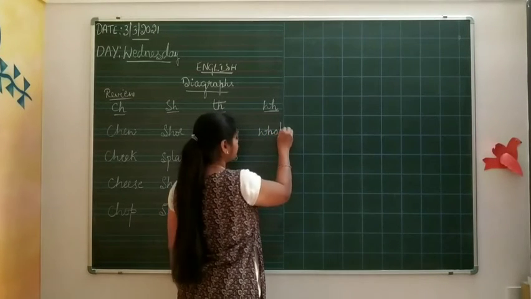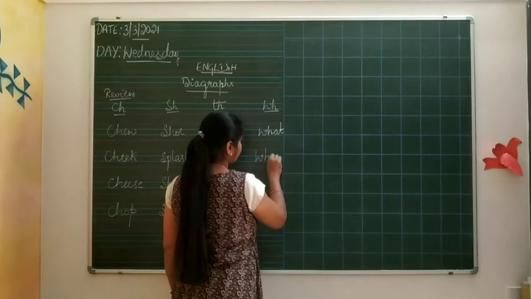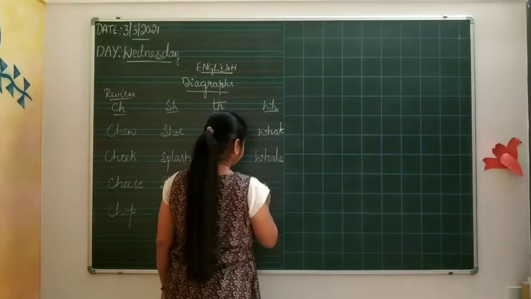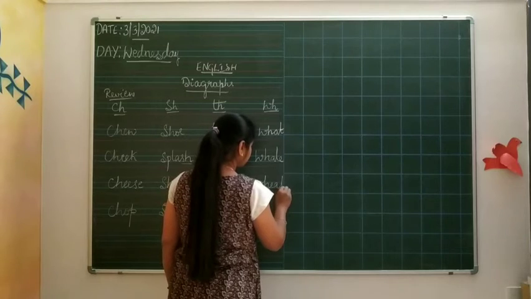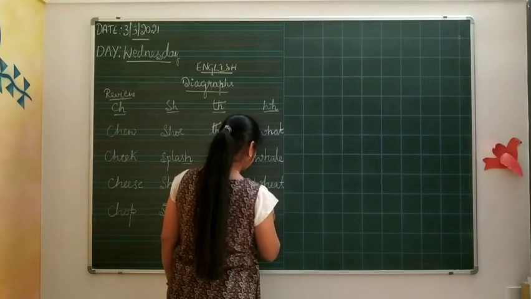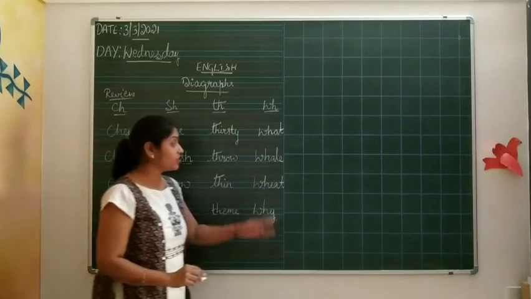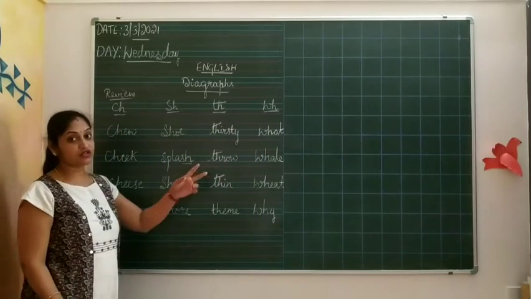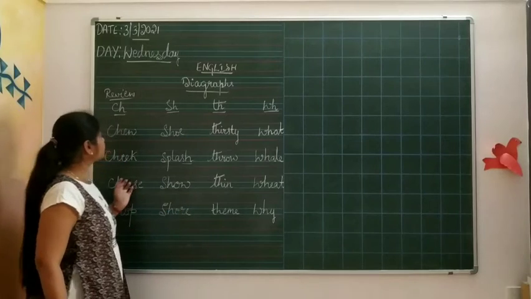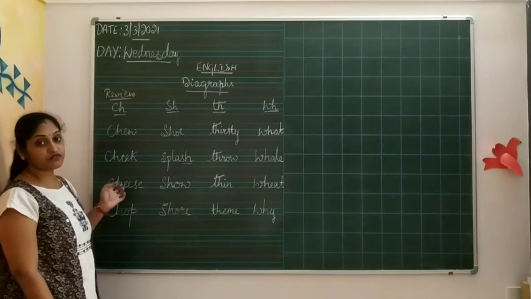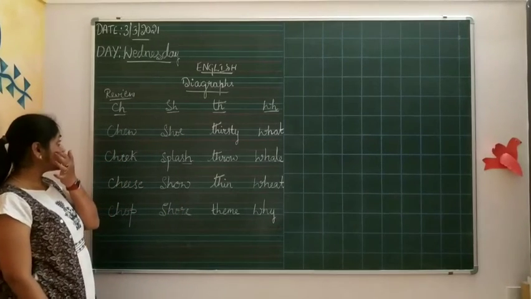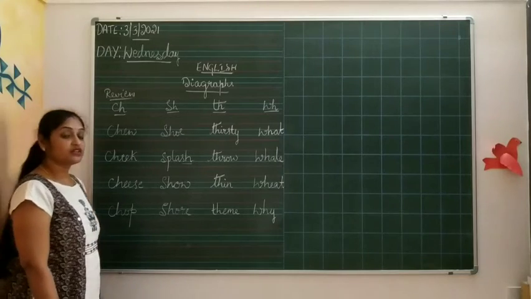W-H-A-T. What? Where? Wheat. Then what? Why? I have taken two question words and two description words. These are what we did for the diagrams of CH, SH, TH and WH.